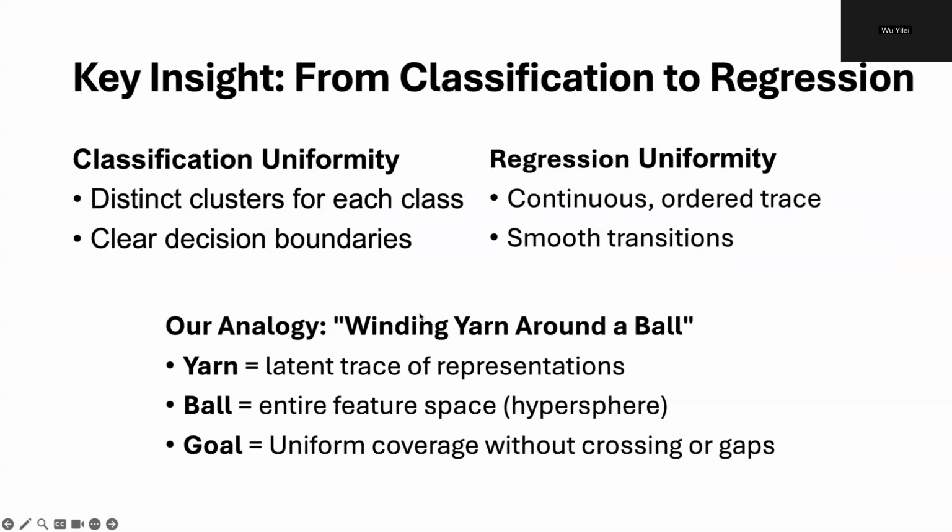Classification creates distinct clusters, like separate balls of yarn, but regression needs one continuous thread that smoothly transitions from one value to another. Therefore, our key insight to this problem is this analogy. Imagine winding a yarn around a ball. We can imagine the yarn represents the continuous trace of representations and the value change. The ball is our feature space, a hypersphere. And our goal is to wind the yarn to cover the entire ball surface uniformly without gaps or overlaps.